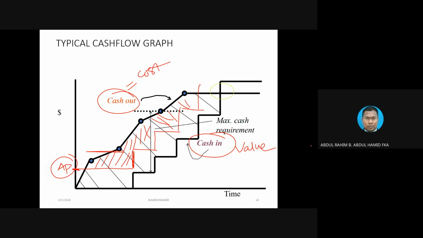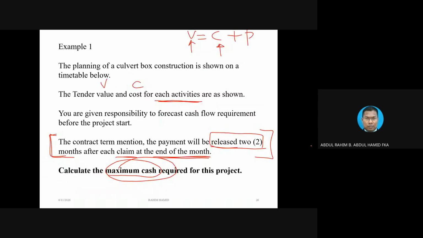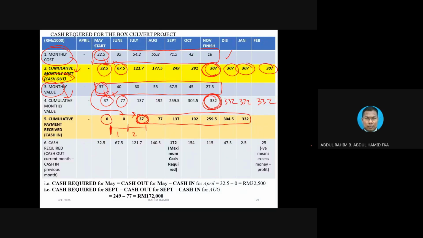But in our exam, we do not require you to come up with the graph because it will take time. It is sufficient that you come up with the table, because all the answers will be in this table. Whatever answer we normally ask about in the 4 questions, A, B, C, D, is basically in this table. Okay, row number 6, this is the final answer. Cash required is equivalent to cash out on that particular month minus cash in the previous month.